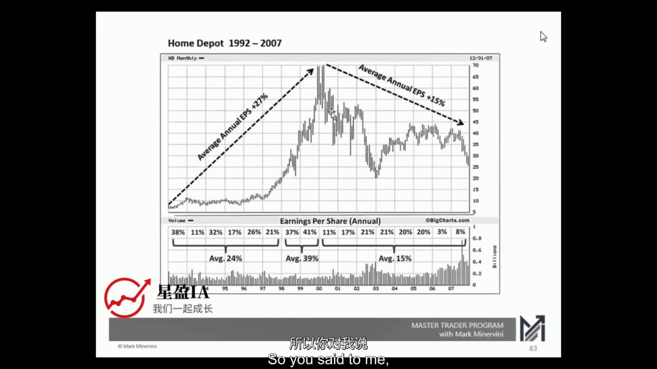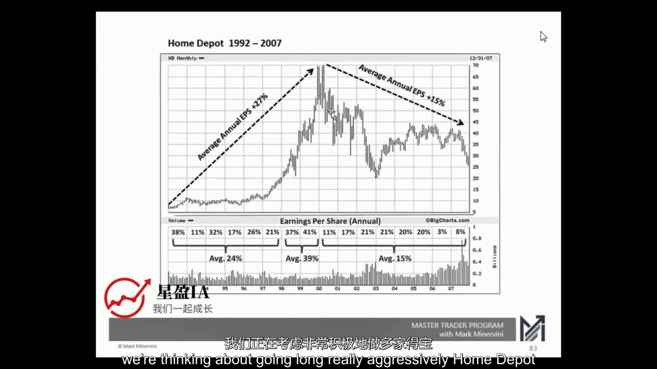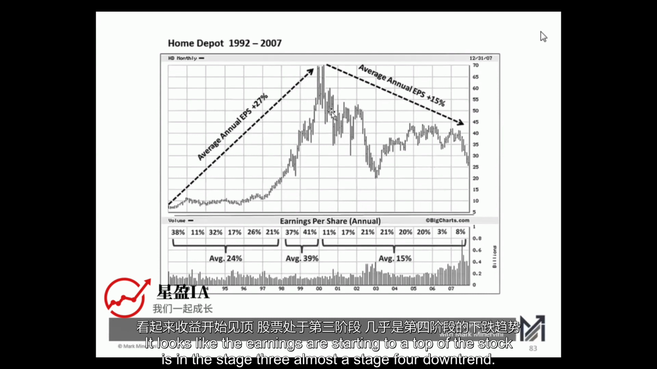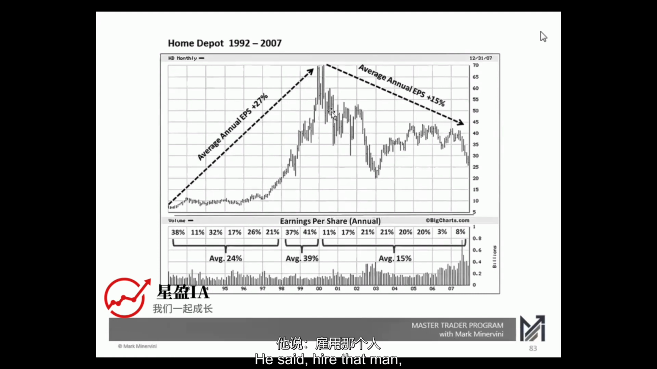So he said to me, "We're thinking about going long, really, really aggressively Home Depot." And I said, "Long Home Depot? That stock has made a huge move. It looks like the earnings are starting to top. The stock is in stage 3, almost a stage 4 downtrend." He said, "Hire that man, give him a check and hire that man. I was just testing to see if I could influence your decision."